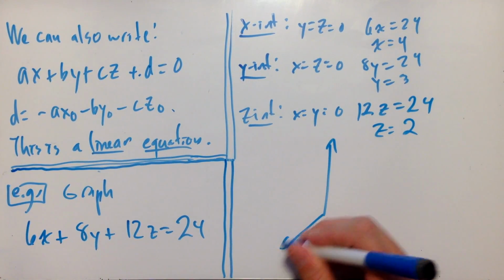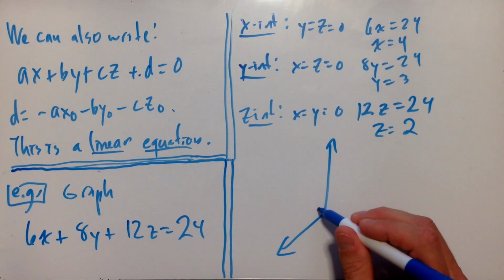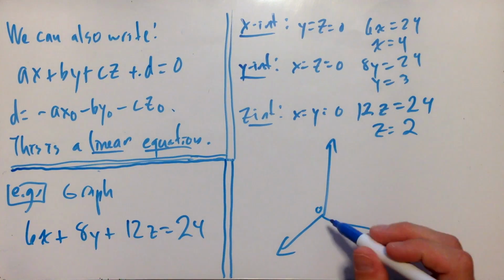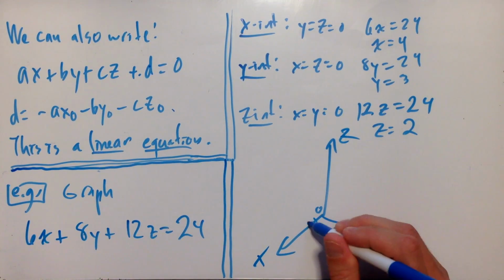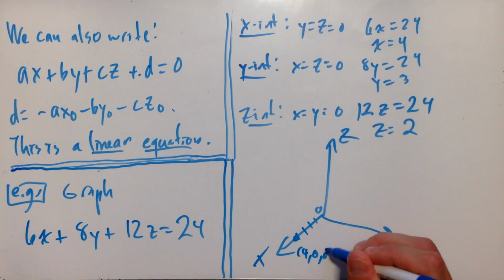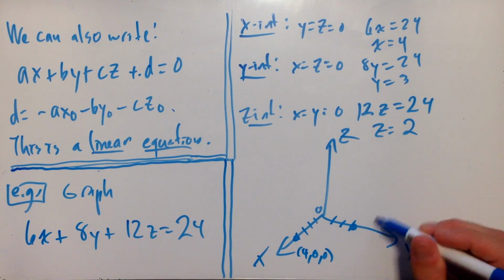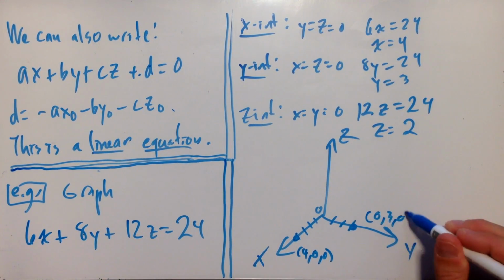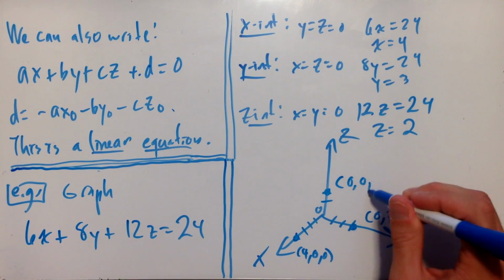So let me draw my coordinate axes here. Here's the origin. The x-intercept is 4. So along the x-axis, I'll go 1, 2, 3, 4. There is my point (4, 0, 0). On the y-axis, I'll go to 3: 1, 2, 3. There's my point (0, 3, 0). Finally, z-axis: 1, 2. There's my point (0, 0, 2).